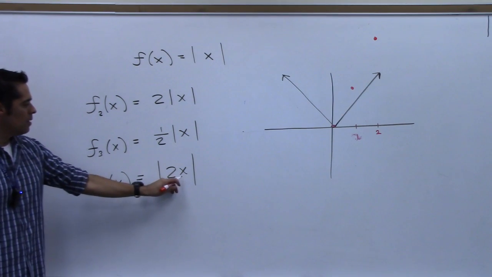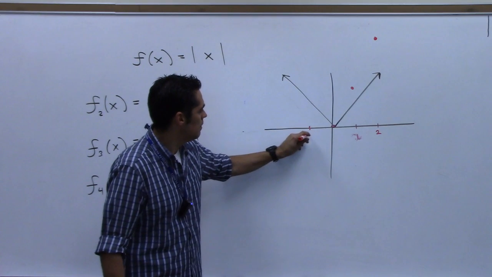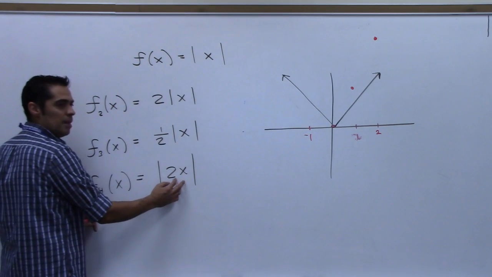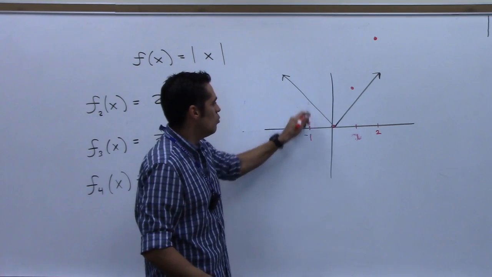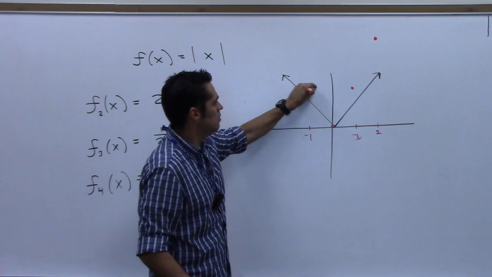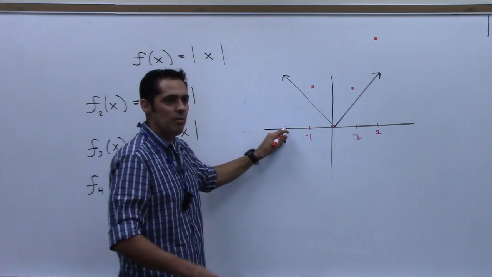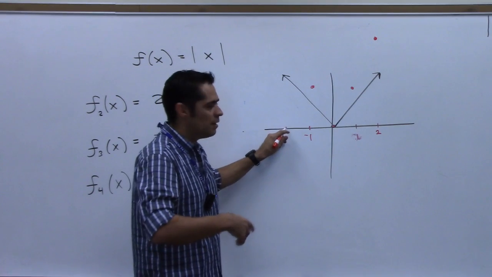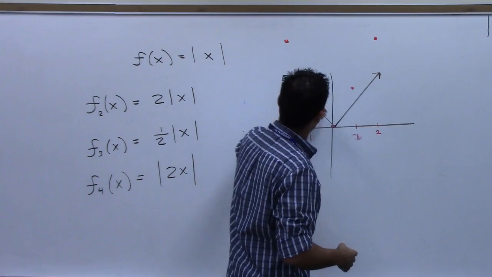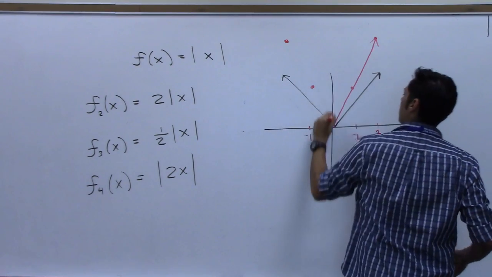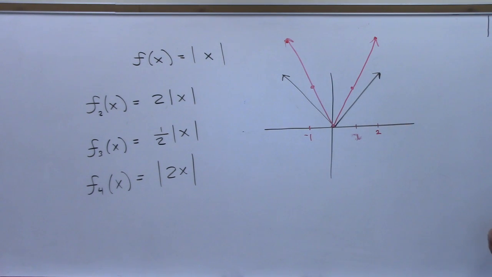What about the negatives? What happens if I plug in -1? So -1, what happens? This becomes -2, absolute value is 2. So instead of being at -1, 1, we're at -1, 2. And then if you plug in -2, you'll be at where? -4, absolute value. So instead of 2, you'll be up here at 4. What happened? What does that look like to you? Vertical stretch. Looks like a vertical stretch again, right?